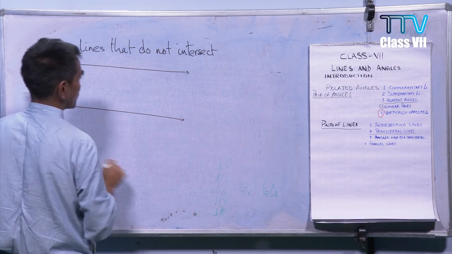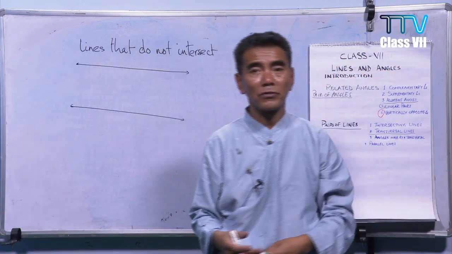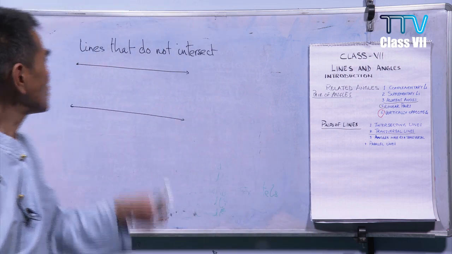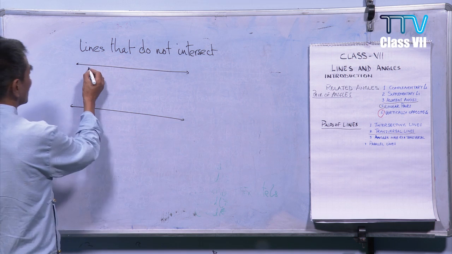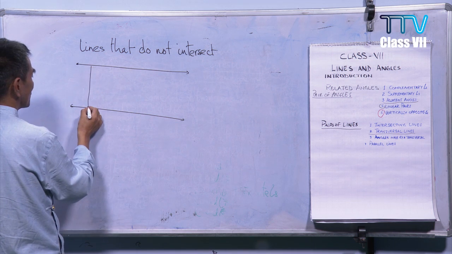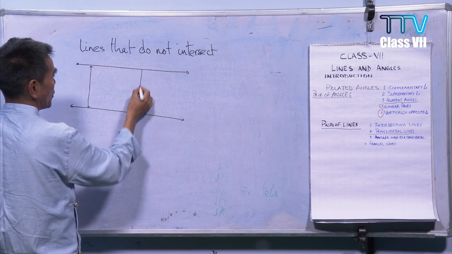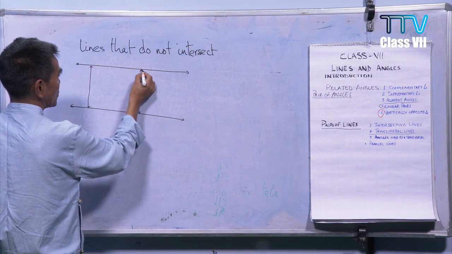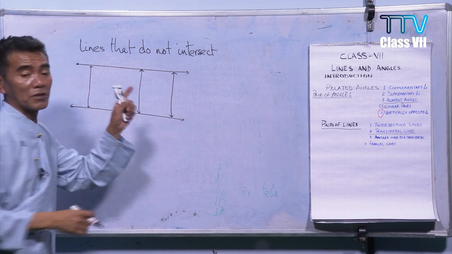When we produce the lines, how can you produce them? The definition: to find the gap between these two lines, you have to find the perpendicular distance between these two. Okay, the distance between two lines.